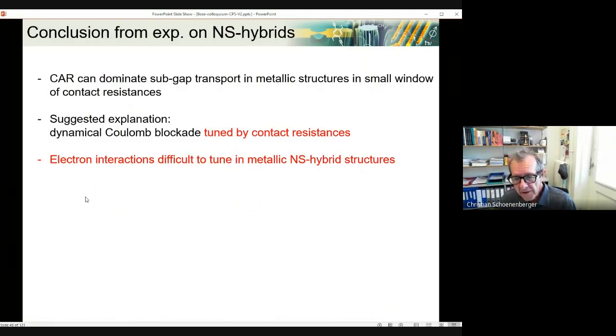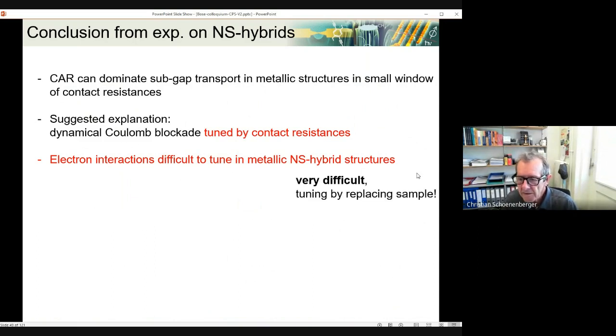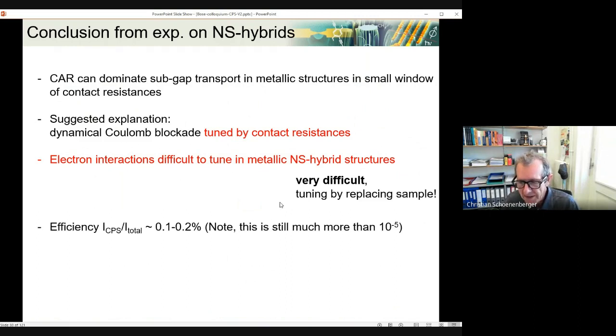Okay, so the red thing says from this experiment, well, we somehow have to play with the tunnel probability, with interactions. They play a role, and so it would be good if we could tune this in a better way. Here it was very difficult. The tuning is done by replacing samples, by making more samples.